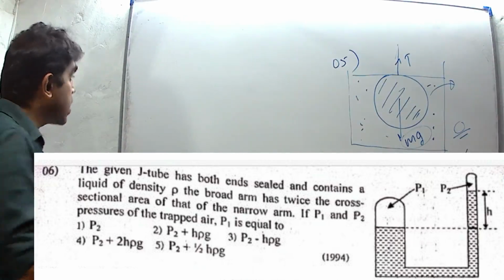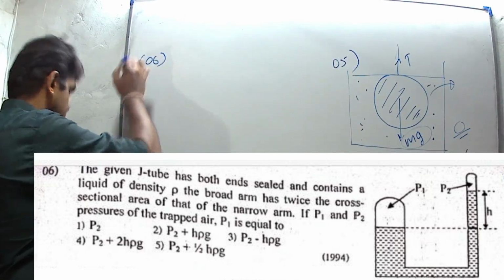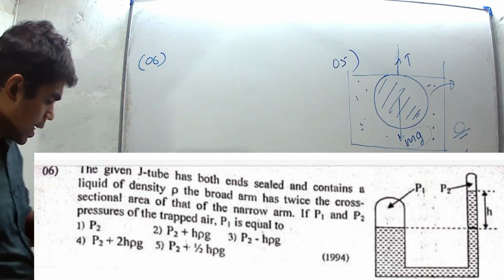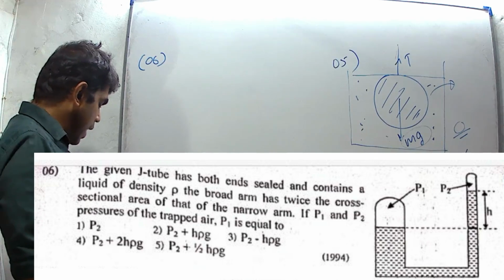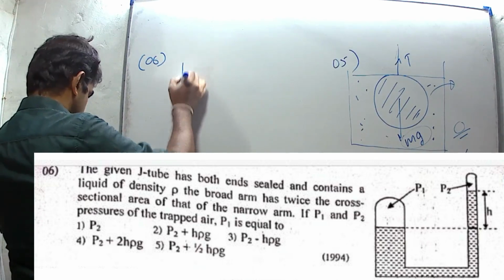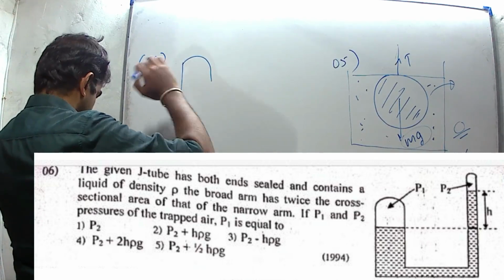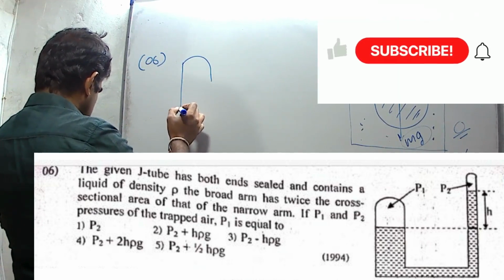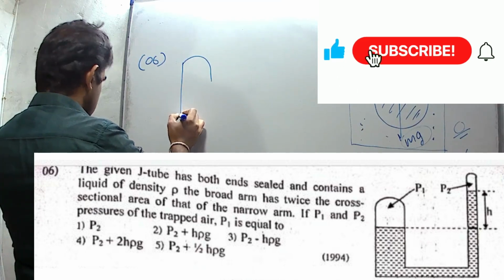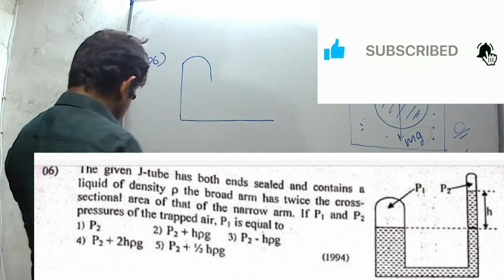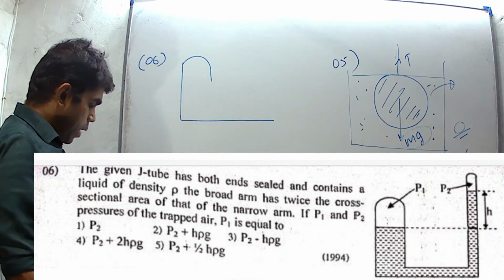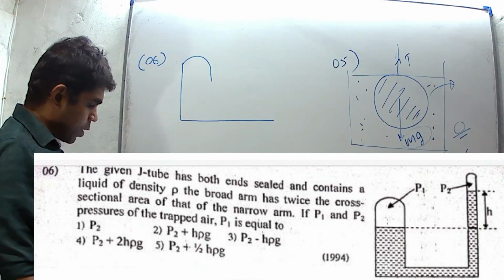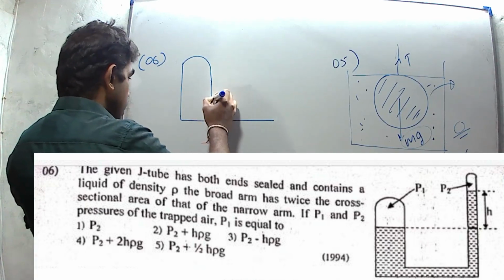Then question number 6. The given U-tube has both ends sealed and contains a liquid of density rho. The broad arm has twice the cross-sectional area of the narrow arm. If P1 and P2 are the pressures of the trapped air, P1 is equal to, you have to find P1.